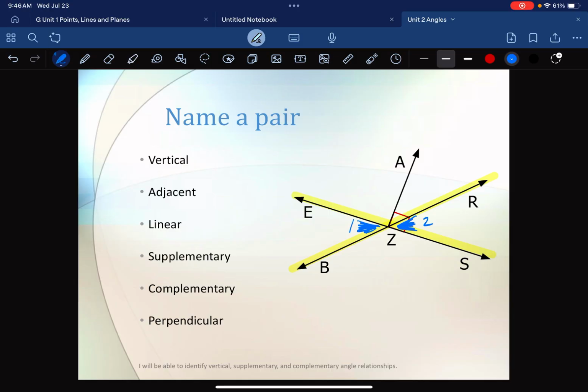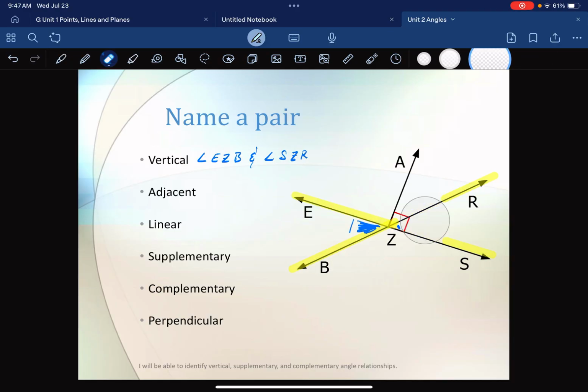So let's name them with 3 letters. So just trace now. E, Z, B, and let's go S, Z, R.